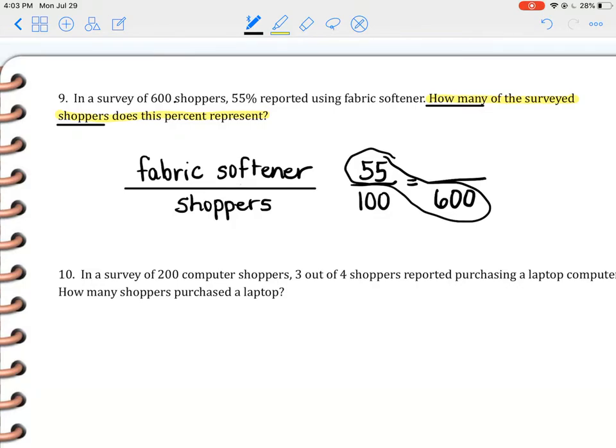So 600 times 55 is 33,000. But don't forget to divide by your 100. And 330 use fabric softener out of that 600. So that one is pretty straightforward.